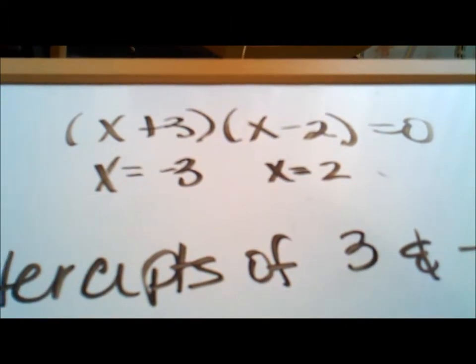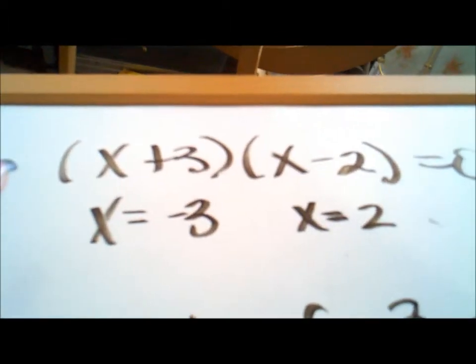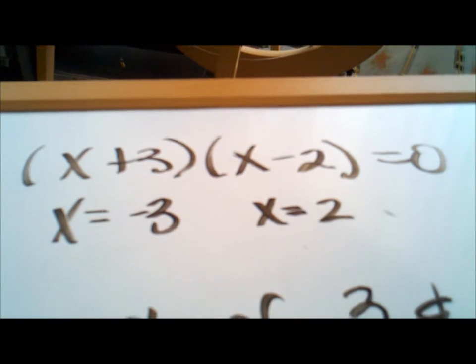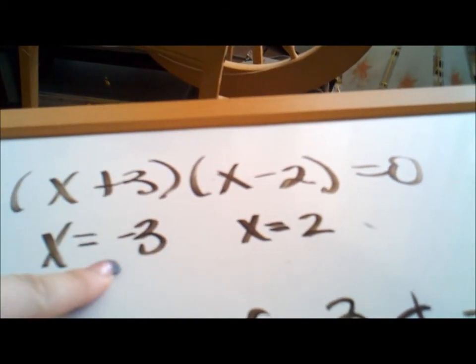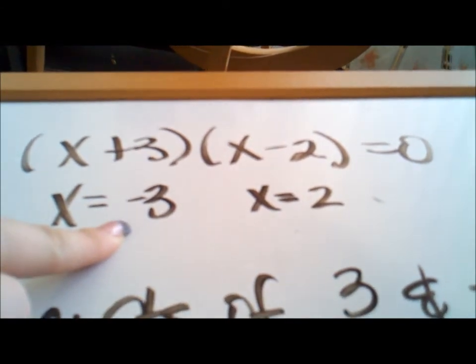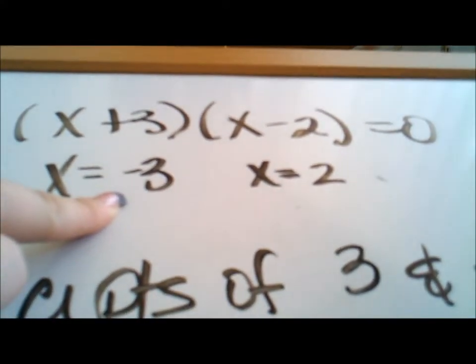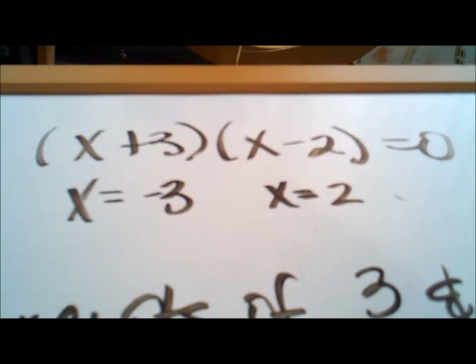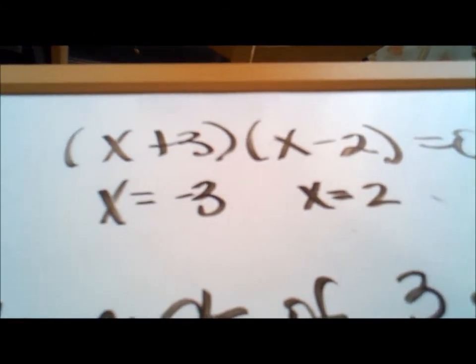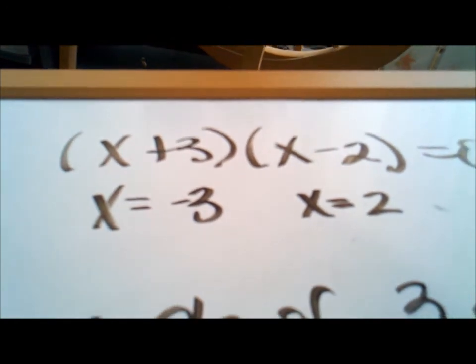Okay, here we see that if we have something like this, where x plus 3 times x minus 2 equals 0, if we see this here, this positive 3, technically when we solve it, it becomes a negative 3 because again we are subtracting that 3 to the other side. Same thing here with that negative 2, it becomes a positive 2. So technically all you have to do is think opposites.